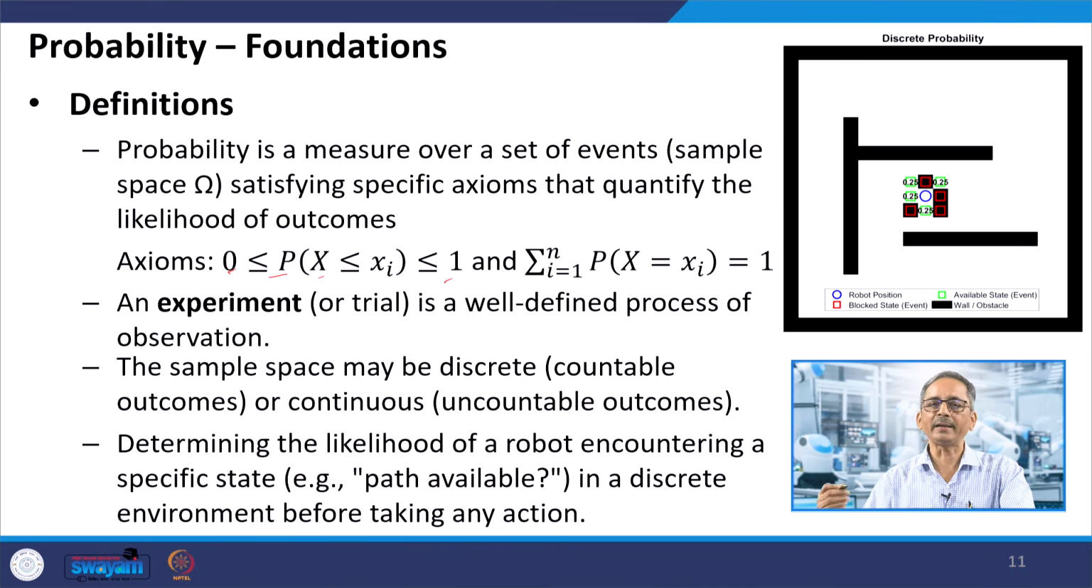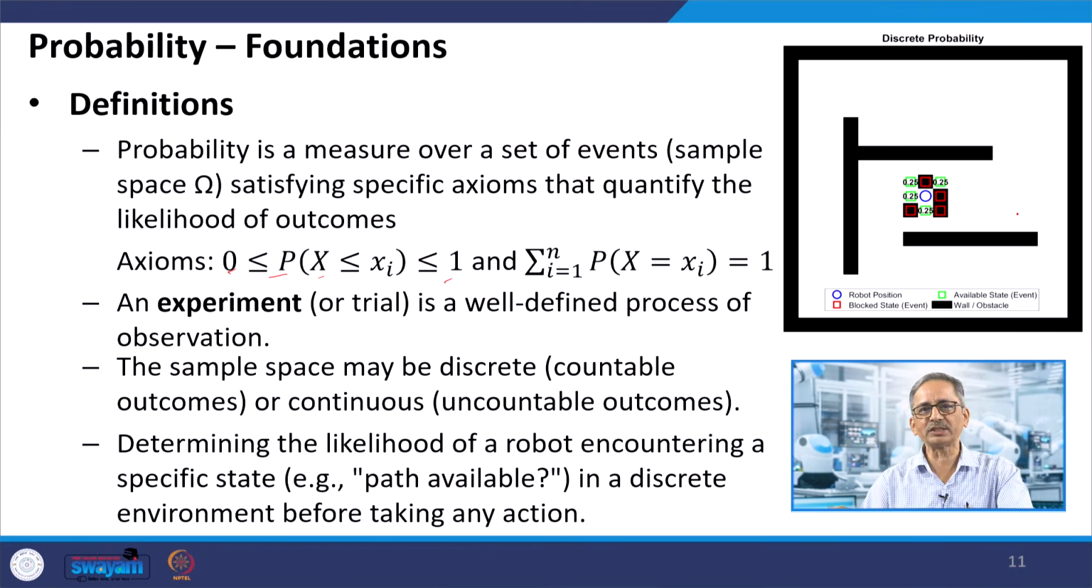An experiment is a well defined process of observation, and the sample space may be discrete, for example, you could have countable outcomes, or continuous, where you have uncountable outcomes. So, the use of this concept is in knowing the likelihood of a robot encountering a specific state in a discrete environment before taking any action.